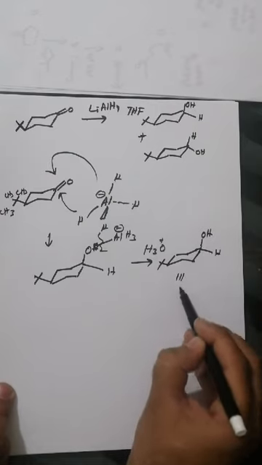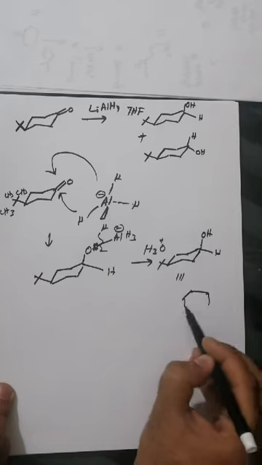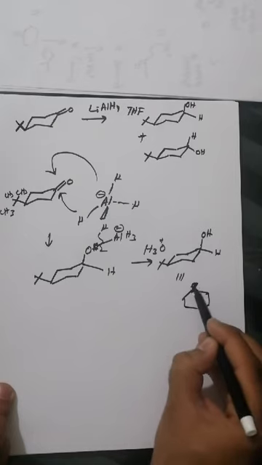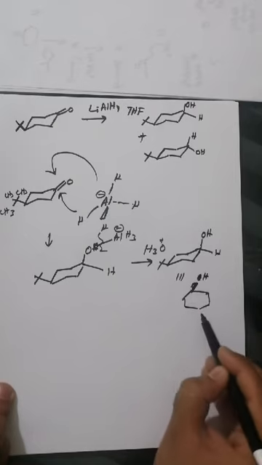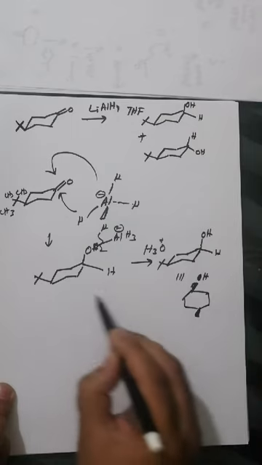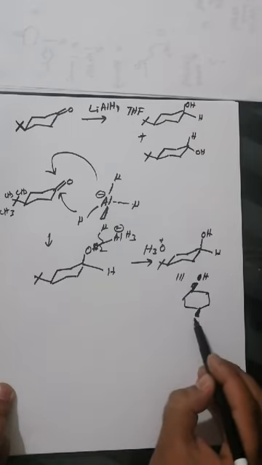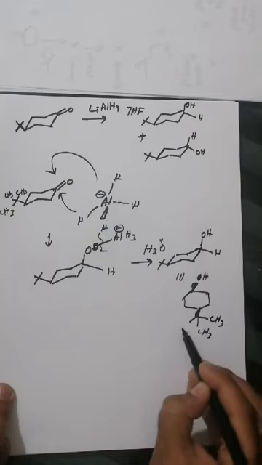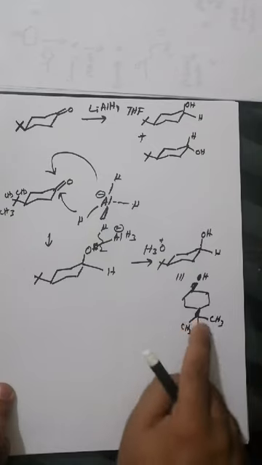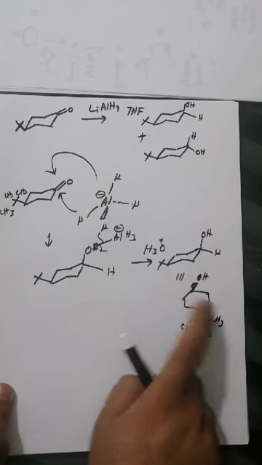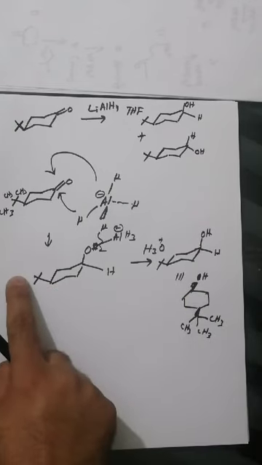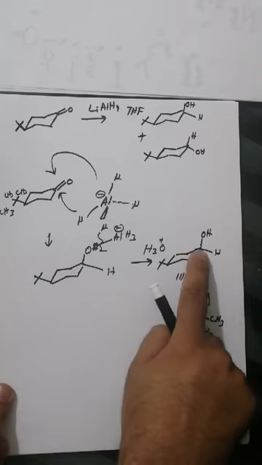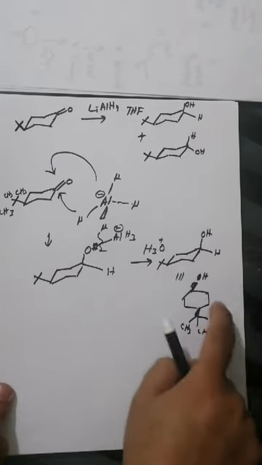So you could also write it like this, that OH and this tertiary butyl group are cis to each other, on the same side. The tertiary butyl is pointing upward and OH is also pointing upward.